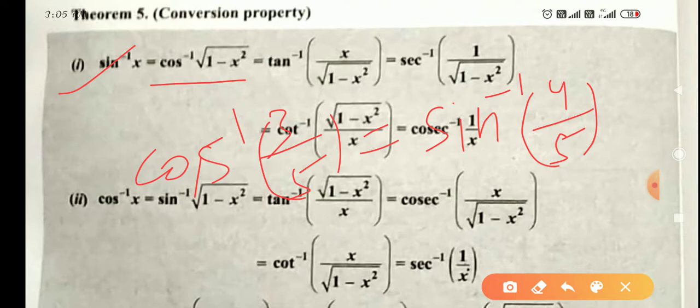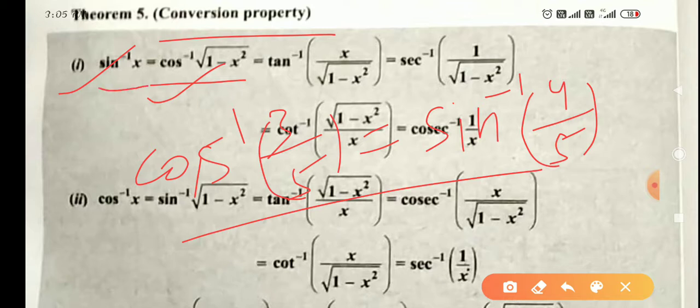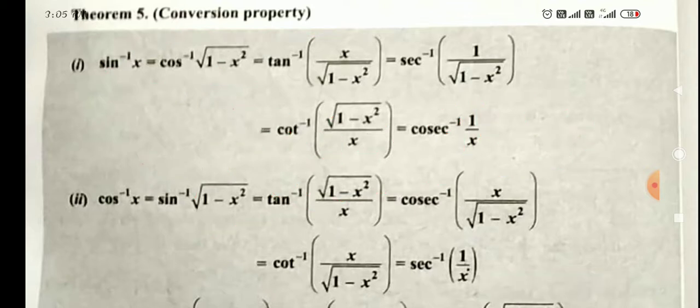So with the help of a triangle I converted this. If you don't want to make a triangle, then directly with this conversion property you can write sine inverse x equals cos inverse under root 1 minus x square. Or with the help of a triangle, if you find it, you will also get cos inverse under root 1 minus x square is equal to sine inverse x. Otherwise, you learn these properties as I'm telling you.